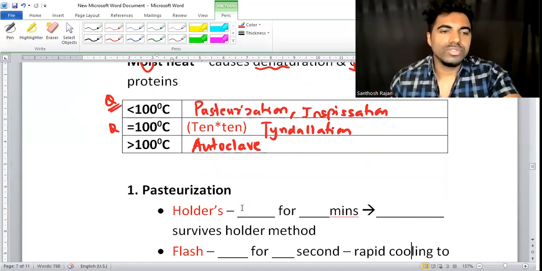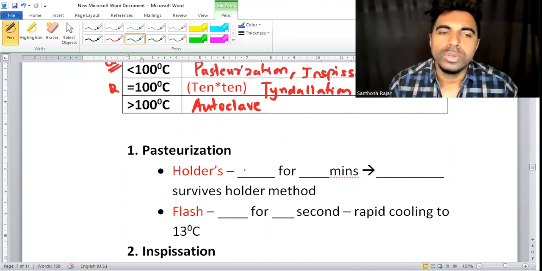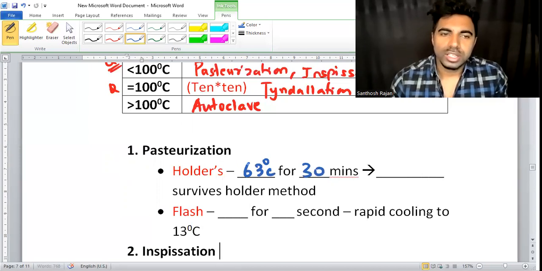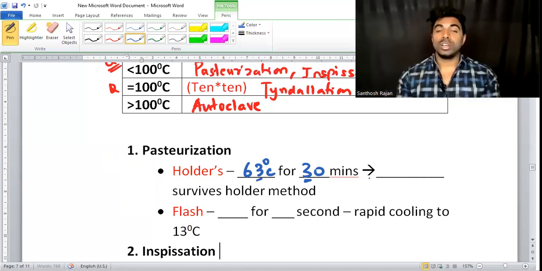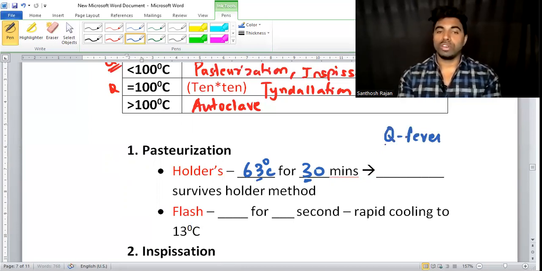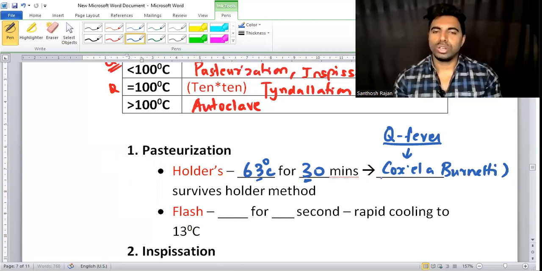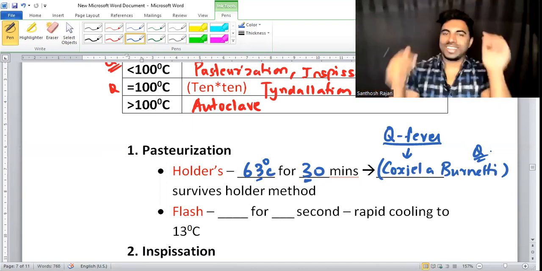Now, next, pasteurization via the holder method and the flash method. In the holder method, the temperature used is usually 63 degrees Celsius for 30 minutes. 3, 3, 3, 3. Okay, easy. Question: which is the bacteria that can survive pasteurization? A frequently asked question. The same bacteria causes Q fever. I already told you about Q fever. Who is Q? It's your Coxiella burnetii, like the queens, with that brown hair, you know.